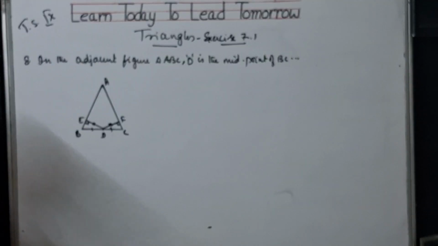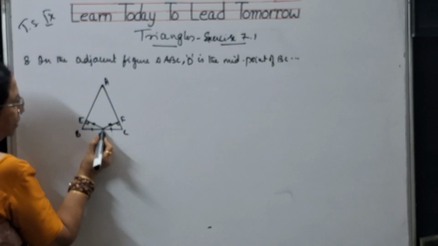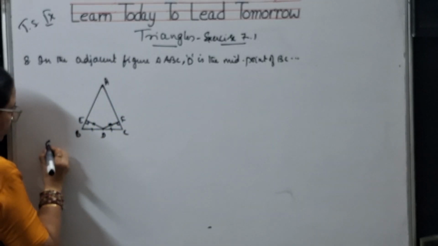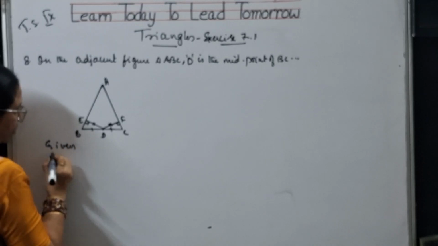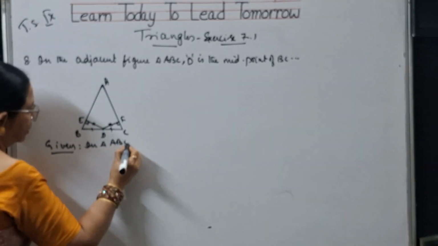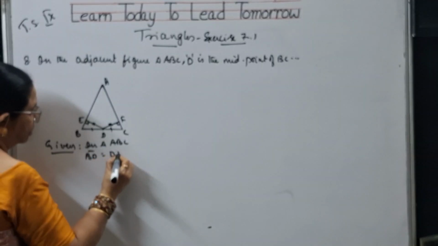Now in eighth problem, children, in the adjacent figure, in triangle ABC, D is the midpoint of BC, and what is given in triangle ABC, BD is equal to DC.